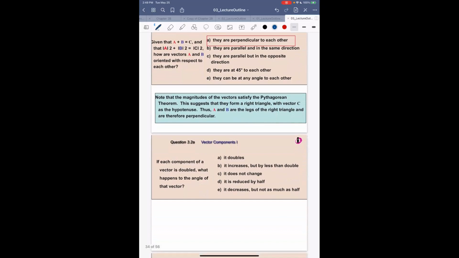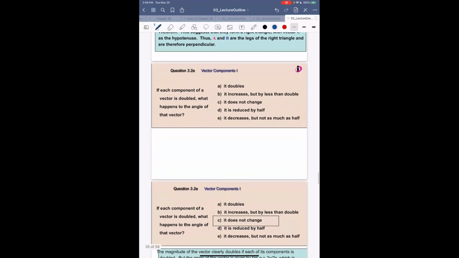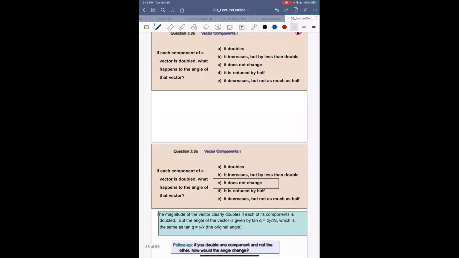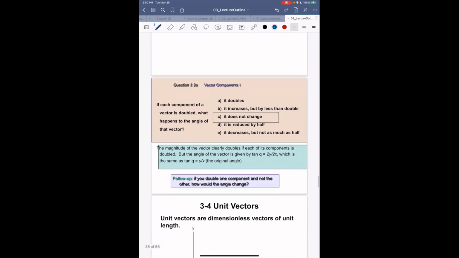Now, if each component of a vector is doubled, what happens to the angle of the vector? Now, this is how this is going to affect the vector. We will say it will not change because all the trigonometric functions are really ratios. Then the ratio is going to cancel because 2b divided by 2c is going to be b divided by c, then it's not going to change because it's a ratio that is going to be the same. Okay.